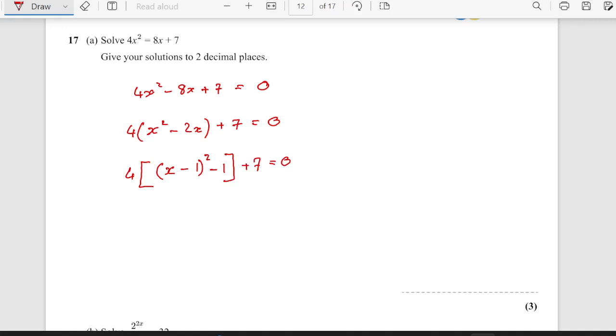So if I rearrange this now, we'll multiply out the bracket, so we'll call it 4 times x minus 1 all squared. This will give me minus 4, so plus 3 is equal to 0. Minus 3 and then divide by 4, so x minus 1 squared is equal to minus 3 over 4. Square root and then take the 1 over to the other side, so x is going to be equal to 1 plus or minus the square root of a negative number, which isn't going to work.